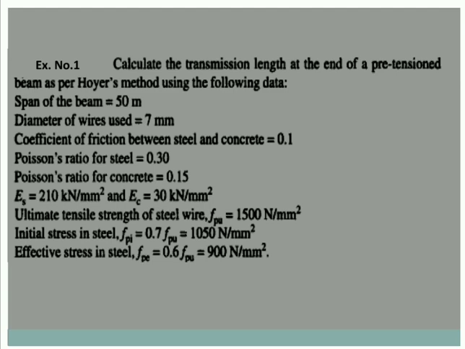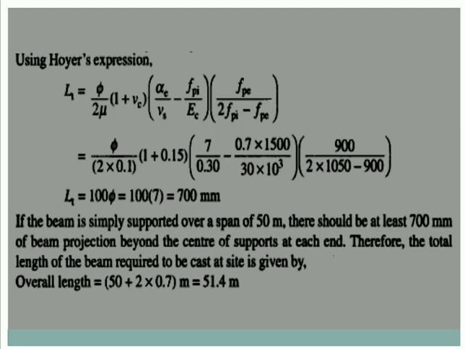Initial stress is 0.7 times FPU. Effective stress in steel is 0.6 times FPU. So this is the given data. Many times the difficult task here is to remember the formula. Once you remember the formula, then this sum is very easy because it is a straightforward substitution example. So now let's apply Hoyer's equation.